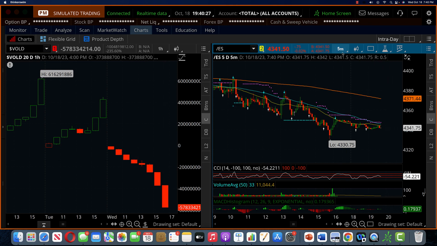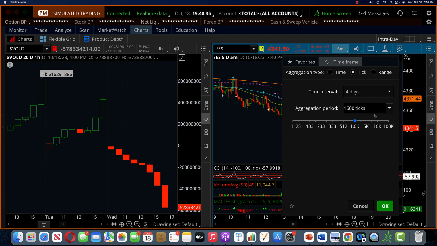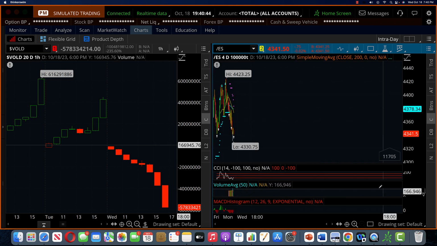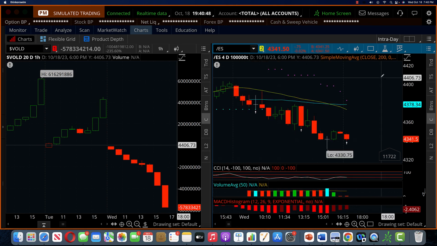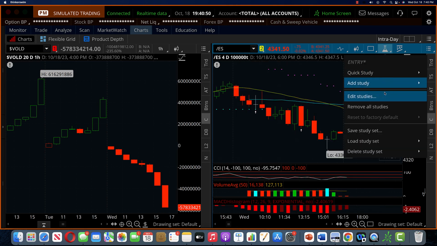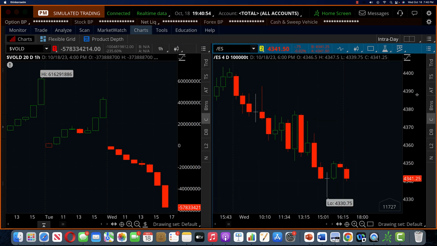All right, so let's do a modification. Instead of putting this as a 5-minute chart, we're going to make this a tick-based chart. We're going to give this 100,000 ticks. This is a really fascinating idea. I'm going to remove the studies and keep this thing very simple.